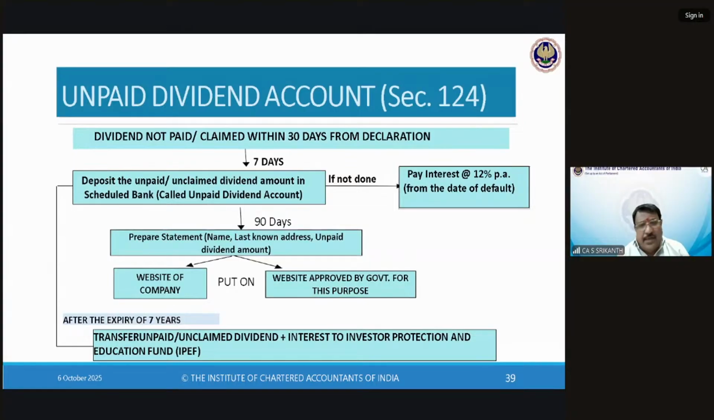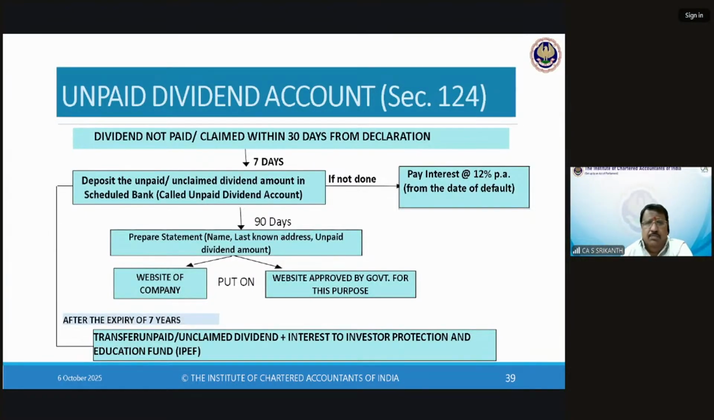You have to pay within 30 days. If not paid, then within 7 days from the expiry of 30 days, you have to deposit it in a separate account called the unpaid unclaimed dividend account for the company. If not done, you have to pay interest at 12% per annum from the date of default. So on the expiry of 30 days, default, from that day you have to pay 12%.